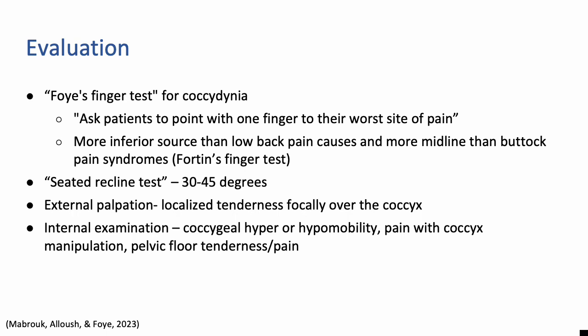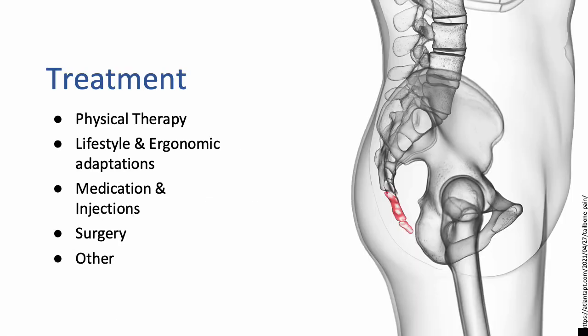And then if you have the training and are comfortable doing so, you can do an internal examination to check for coccygeal hyper or hypomobility, pain with coccyx mobilization or manipulation, and check for pelvic floor tenderness or pain. Now we'll talk about the treatment, talk about physical therapy, lifestyle adaptations, medications, injections, surgery, and some other treatment options.